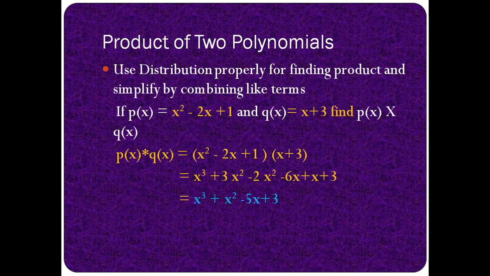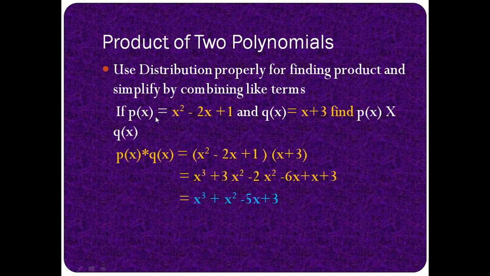Now, how to find the product of two polynomials? How to multiply two polynomials? So very simple. You use the distribution property. Distribution property you know well, because we are applying the same. If we have multiple terms, you apply the distribution property for finding the product and then simplify the polynomial by combining like terms as we have done in sum and difference.